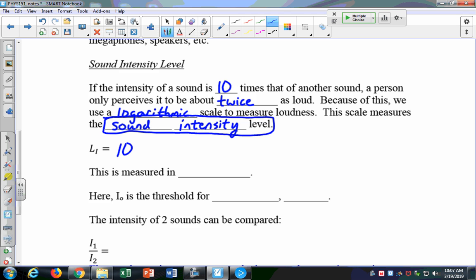But L, the sound intensity level, is equal to 10 times the log of I over I naught. And here I naught is the threshold for hearing. Remember, the threshold for pain was 1 watt per square meter. This is 10 to the minus 12 watts per square meter. And this is measured in decibels.